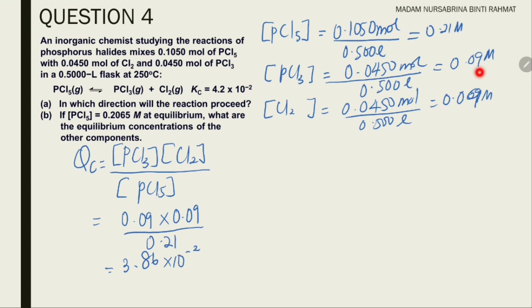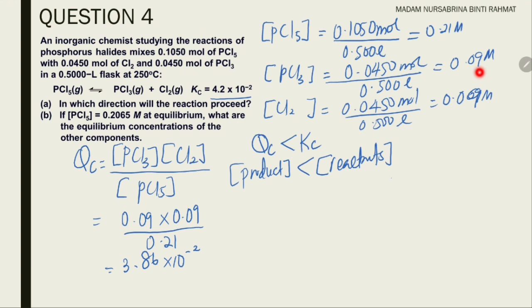So the given Kc is 4.2 times 10 to the minus 2, just slightly larger than your Qc. So your Qc is less than your Kc. That means your products' concentration is less than your reactants' concentration. That means we have more reactants.